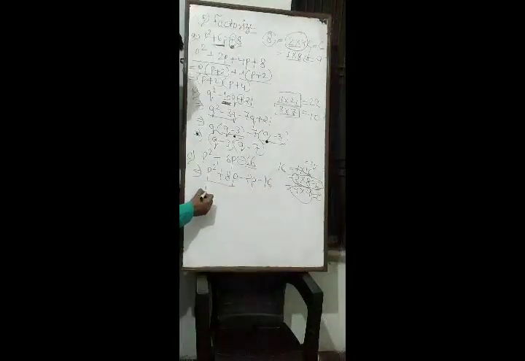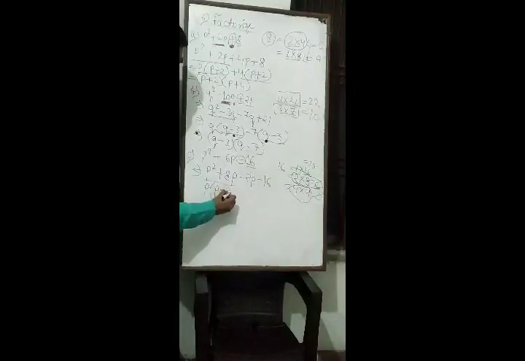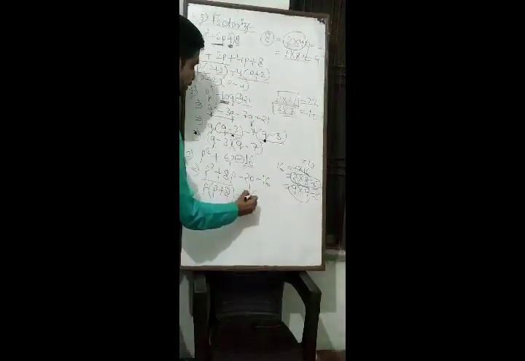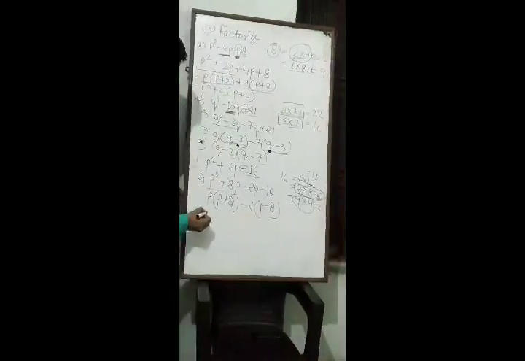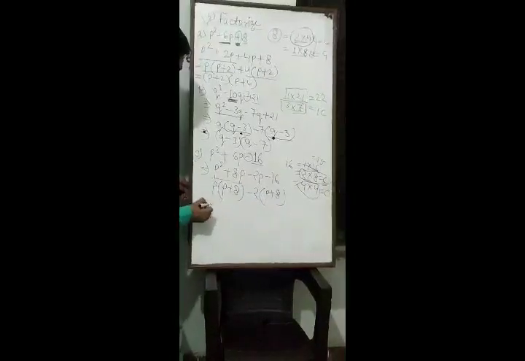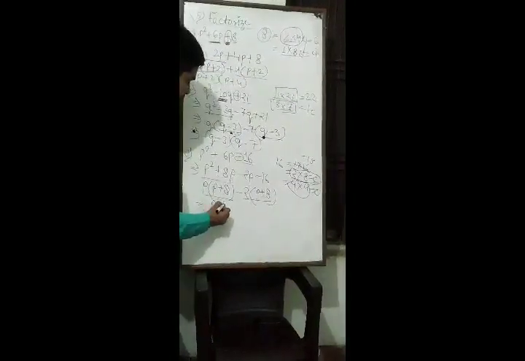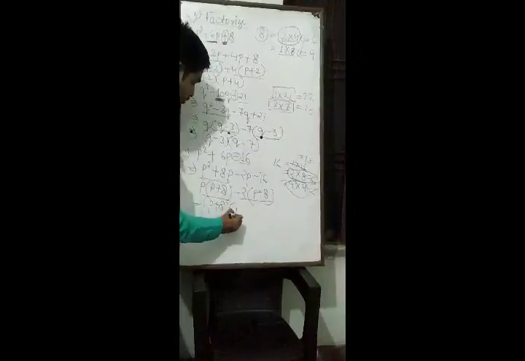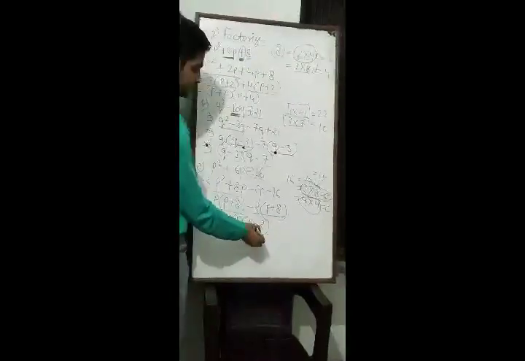So pick p as a common from the starting two terms. What will be remaining? p plus 8, and minus 2 will be common from the last two terms. What will be remaining? p plus 8, sorry, because minus is here. So from the two terms, p plus 8 will be common. So the answer of this question will be p minus 2 and p plus 8. Thank you.